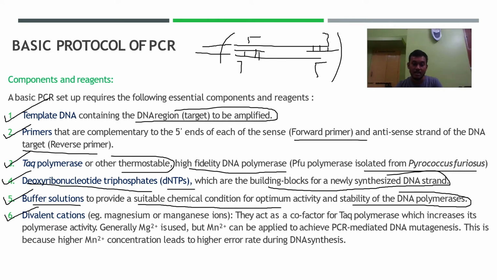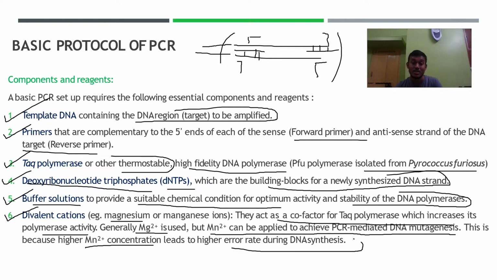And lastly we have the divalent cations, which can be magnesium or manganese ions. In most cases we use magnesium, and in fewer cases you would see manganese ions. They act as cofactors for Taq polymerase, which increases its polymerase activity. Generally Mg2+ is used, but Mn2+, or manganese ions, can be applied to achieve PCR mediated DNA mutagenesis. This is because higher manganese concentration leads to a higher error rate during DNA synthesis.